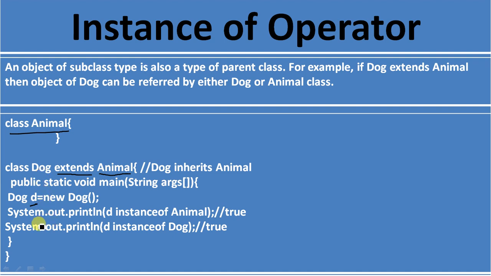So if we apply the instanceof operator, if we say d instanceof Dog, which is true because d is a Dog type object. And if we say d instanceof Animal, which is also true because Dog is Dog and Dog is also Animal. I hope you understand the concept. Now let me show you in the Eclipse IDE.